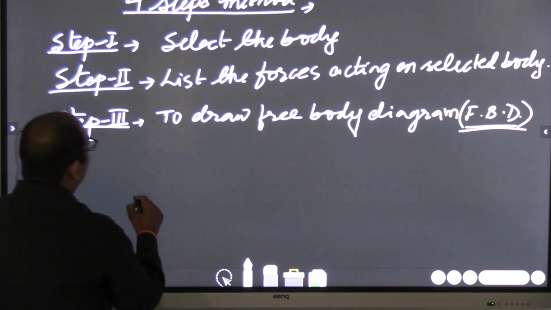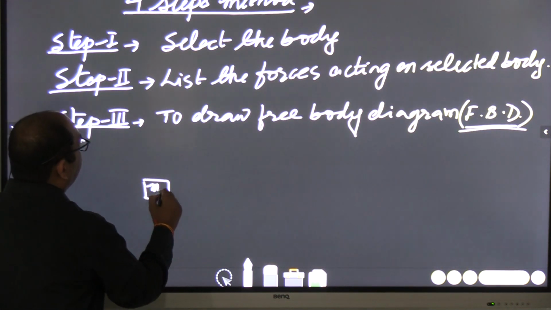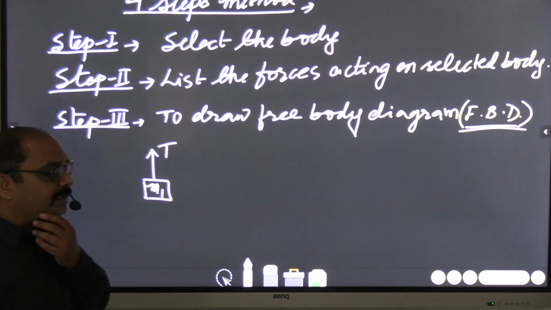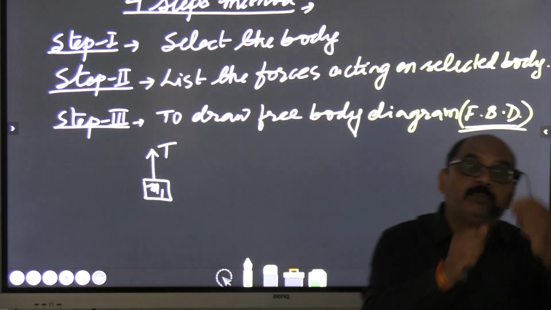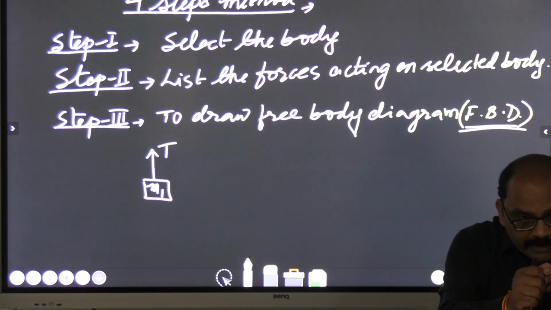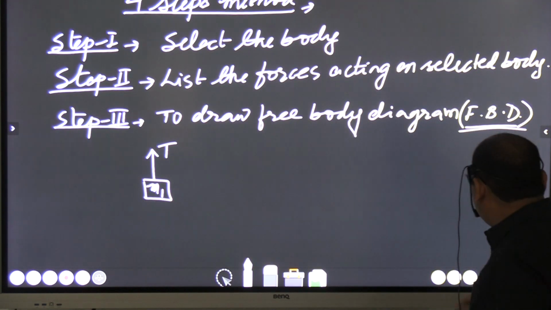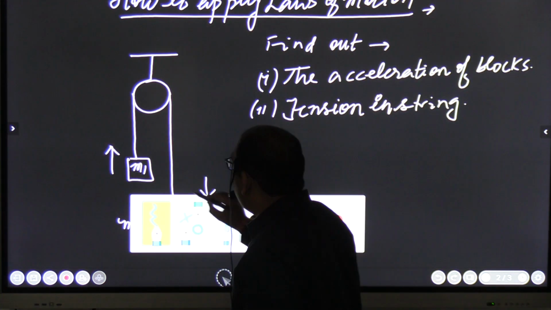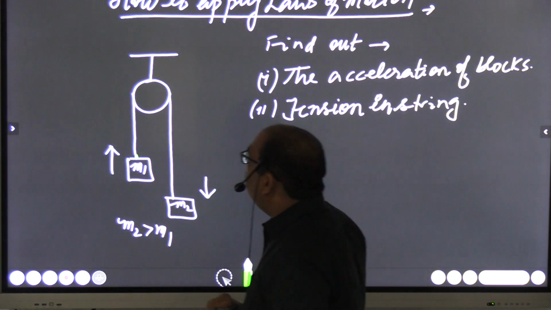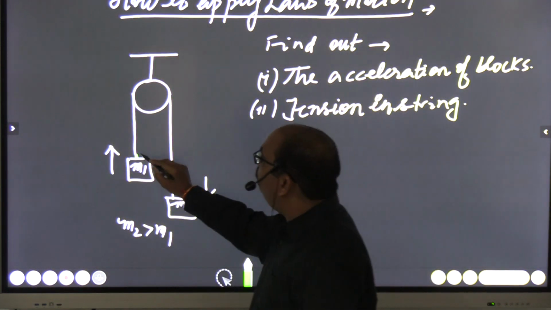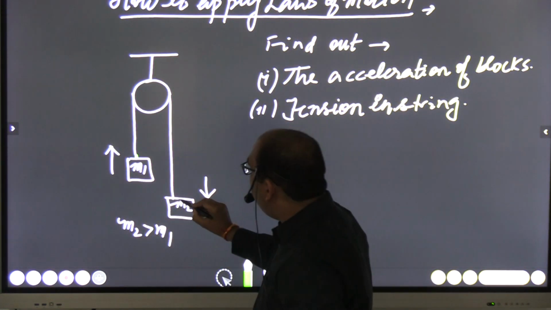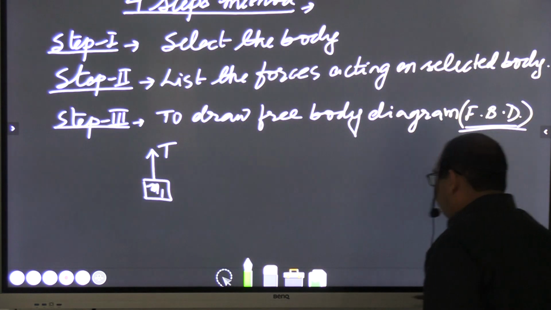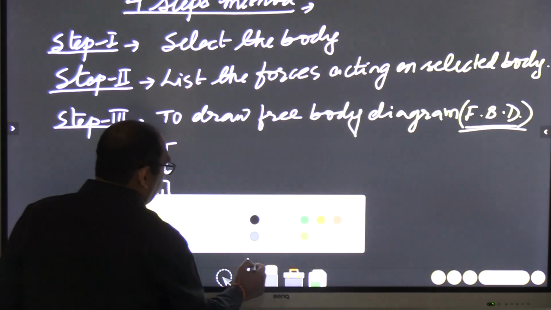So suppose the body is M1 and the forces acting on the body are T1, tension. I have already told that the direction of tension is always opposite to the point, towards the string. So if you see the diagram, this is the point where tension is acting, so opposite to the point, this is in upward direction. Similarly for M2, the direction of tension is in upward direction, right? So that I have already told you.